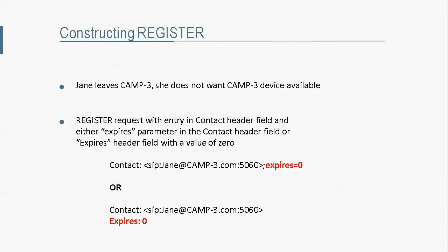Damn it, Jane has to leave Camp 3 for an urgent meeting in Camp 2, but she doesn't want to leave her Camp 3 device available. There were some problems in the past that someone would answer other people's phones, pretending to be them, and ultimately steal their identity. A lot of folks have suffered and their credit scores hit bottom. Anyways, in order to remove her Camp 3 contact address from the registrar, Jane sends another register request with this specific entry in the contact header field and either an expires parameter in the contact header field or an expires header field with the value of 0.